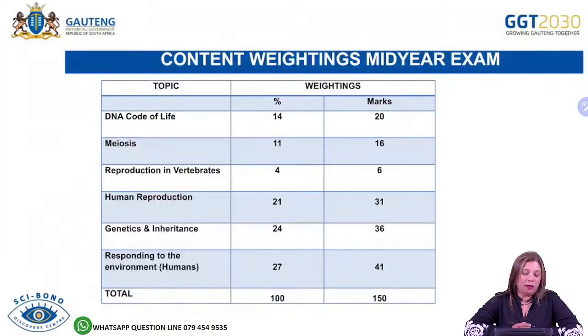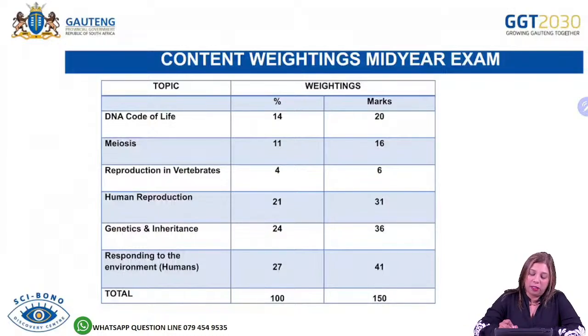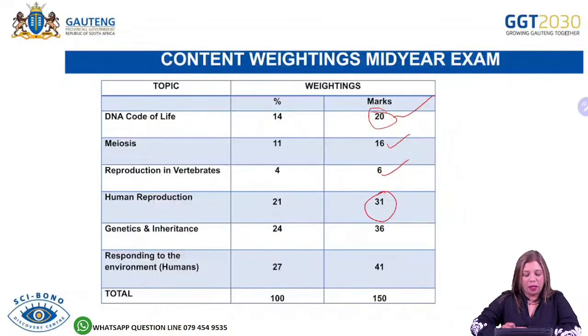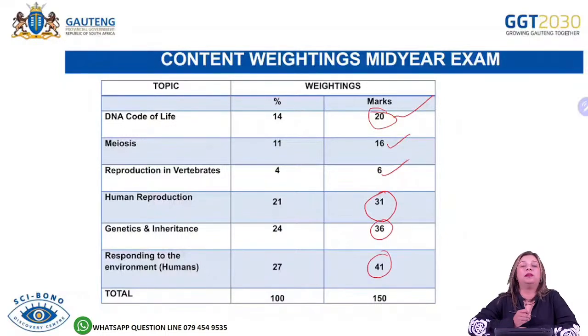Firstly, the topic that we are going to cover is the DNA code of life, which is for 20 marks in the mid-year exam, and then we're going to cover meiosis, which is 16 marks, reproduction in vertebrates, which is 6 marks, human reproduction, which is 31 marks, genetics and inheritance, which is 36 marks, and responding to the environment in humans, which is 41 marks.